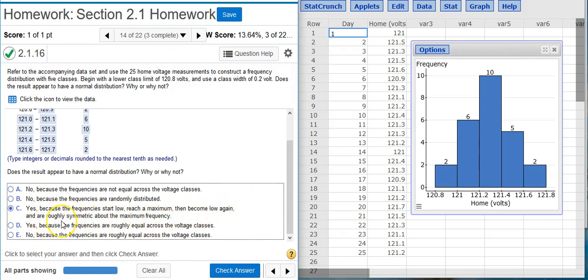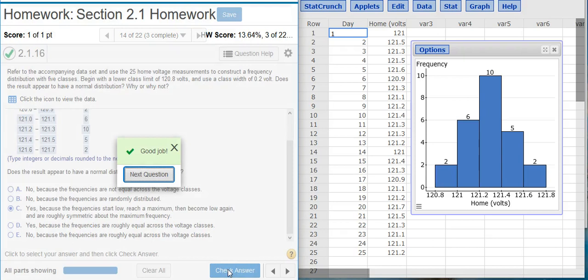Notice the word roughly. Roughly is exactly what it means, roughly. It's not exact. So here we go. We're going to select that answer option. Good job! And that's how we do it at Aspire Mountain Academy.